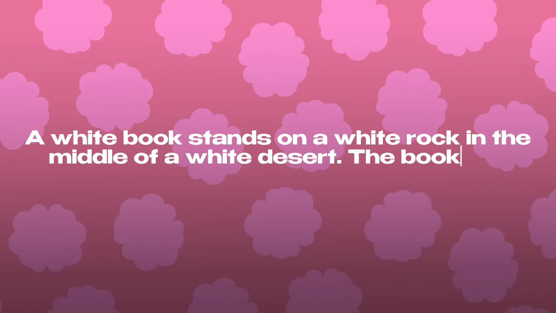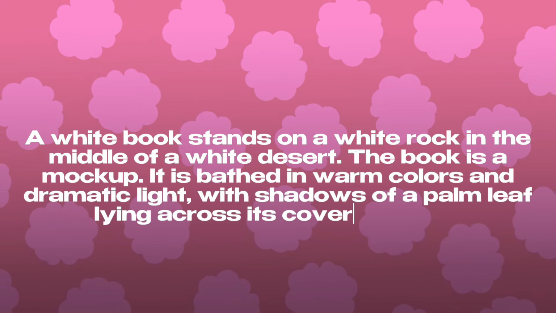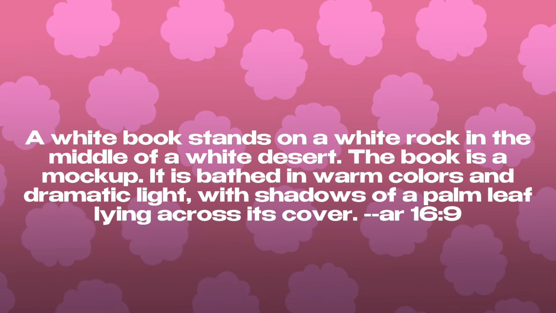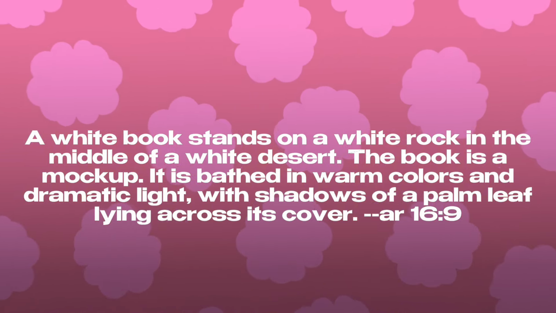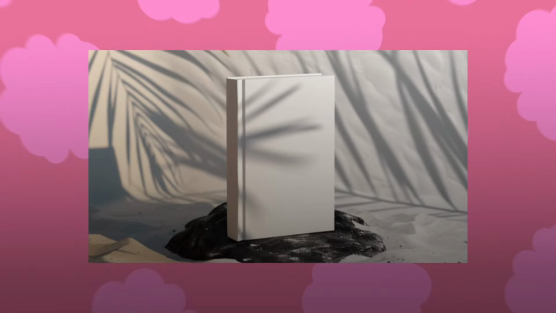But to have an example with the result, here's another case. Like we need a mock-up to show a book cover. Prompt is a white book stands on a white rock in the middle of a white desert. The book is a mock-up. It is bathed in warm colors and dramatic light with shadows of a palm leaf lying across its cover. We get a good result, but we realize that there is not enough contrast, so the stone would be better black. And the palm greenery in the frame draws attention to itself. The changes are serious enough for very subtle to cope with, so we don't even try it. And immediately adding a couple of modifications to the prompt through the remix, we make very strong. We got exactly what we wanted.